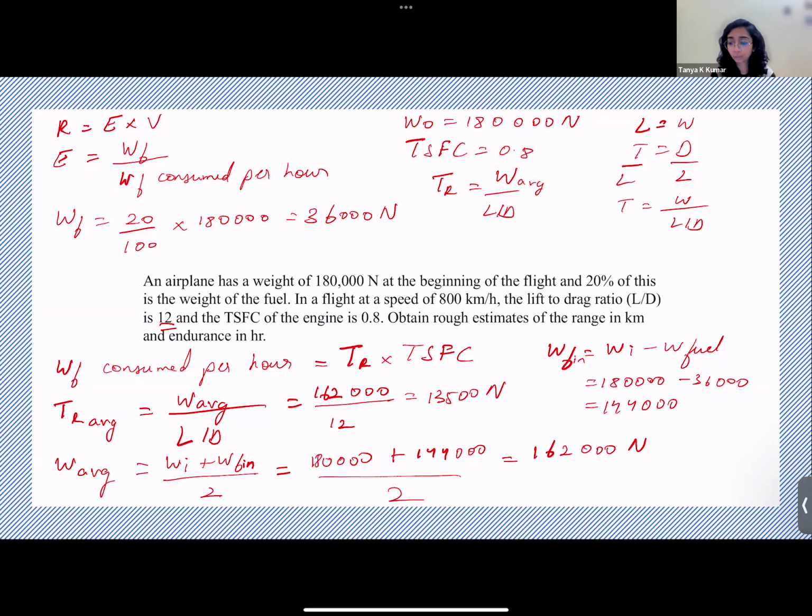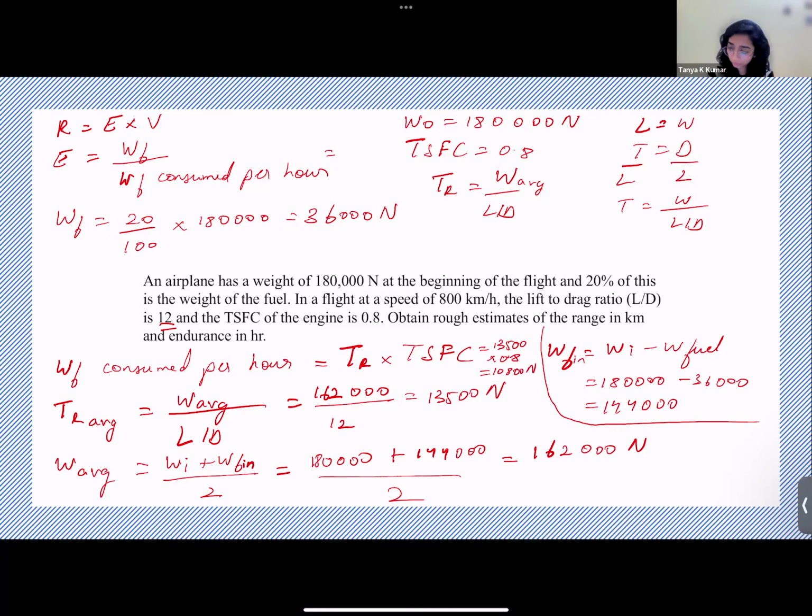You have all the quantities. So what is endurance now? Weight of fuel consumed per hour. Let me put it here. So how much is this value? Thrust required is 13500 into TSFC. TSFC is 0.8, correct? So it's 13500 into 0.8. How much is this quantity? 10800 newtons, correct?